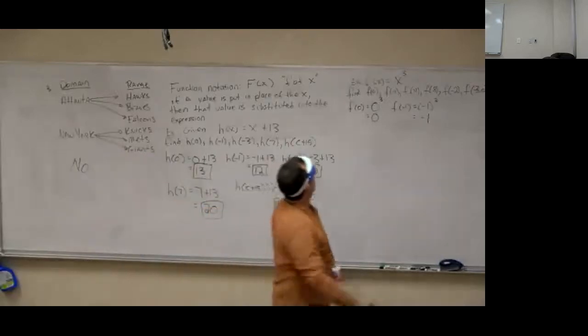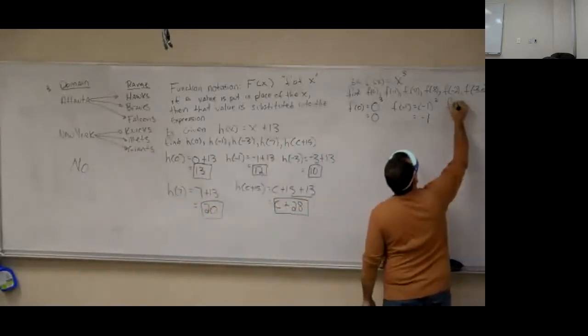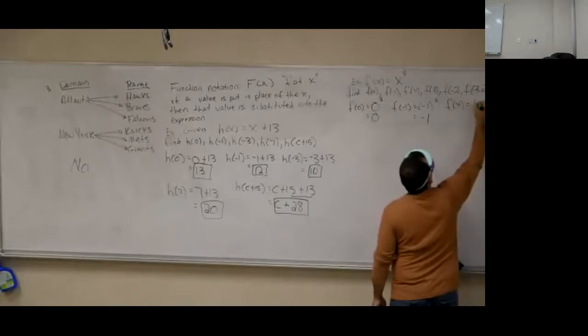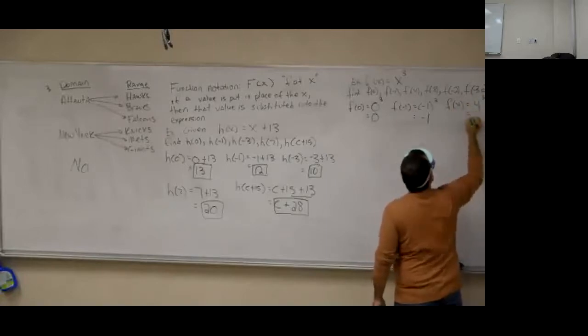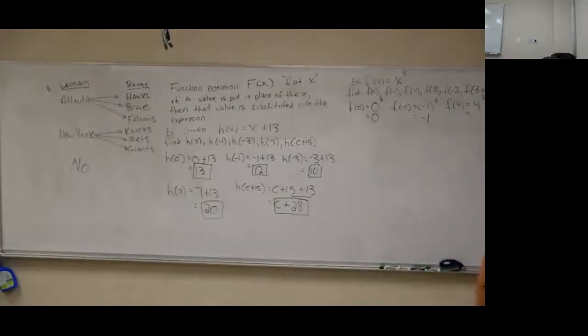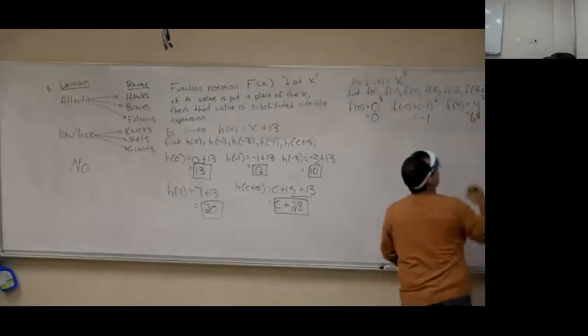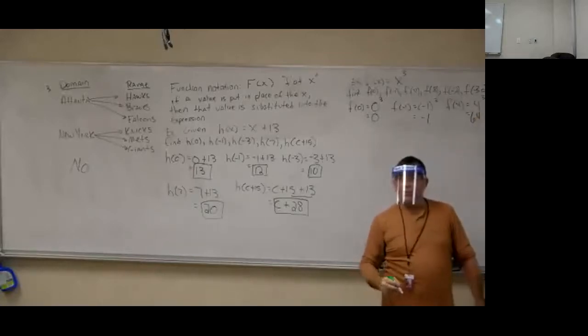All right, f of 4 is going to equal 4 to the third power. Oh, that's already getting a little big, ain't it? 4 times 4 is 16, and then 16 times another 4. 64, there you go.